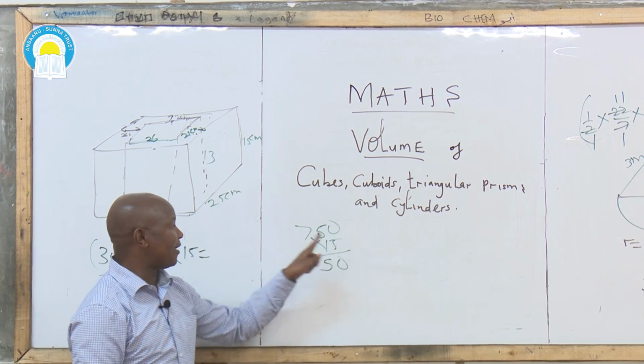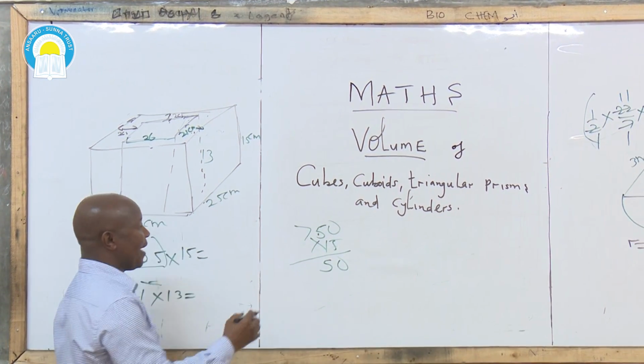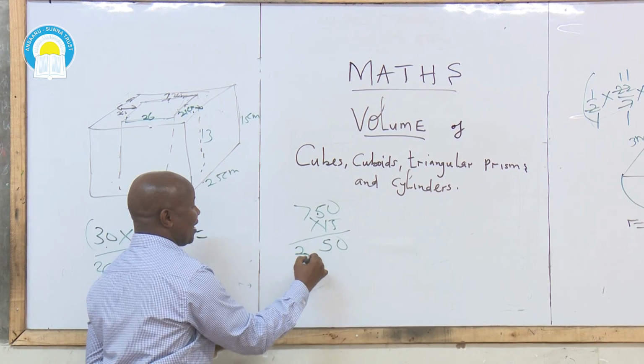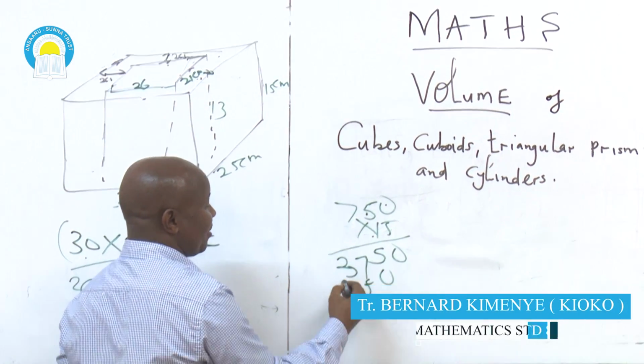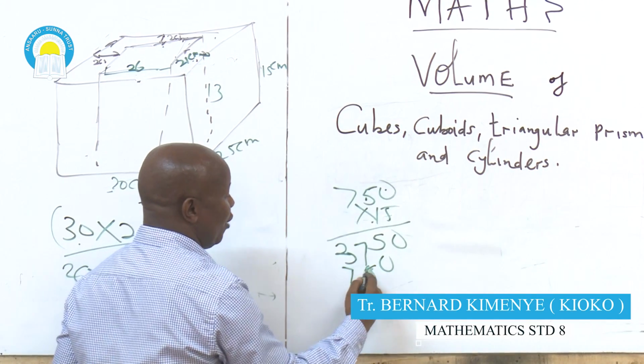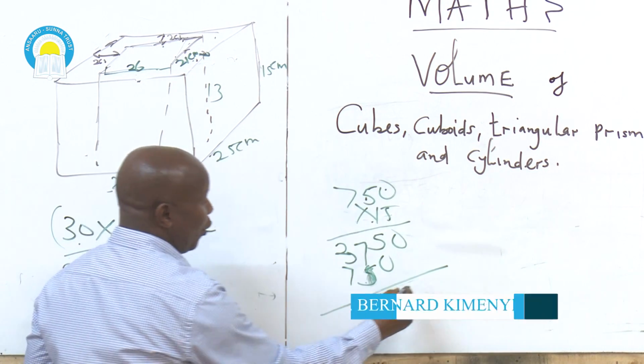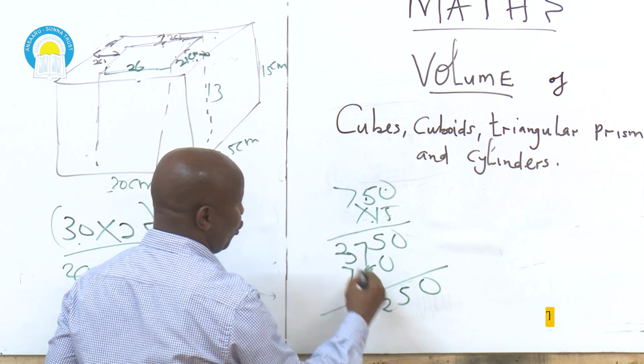Then again, we have 5 times 7, 35. 35 plus 2 again, you get 37. Then 1 times 0, 0. 1 times 5, 5. 1 times 7, 7. Then now you add, you get the volume of the big box, which is 0, 5, 2, carry 1.